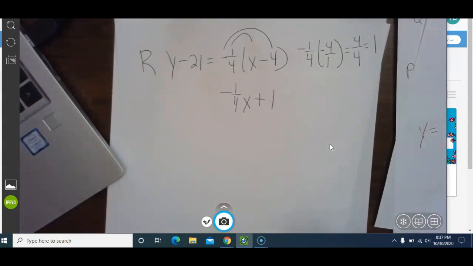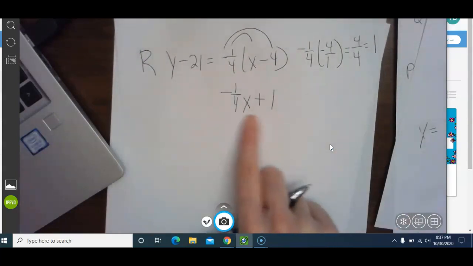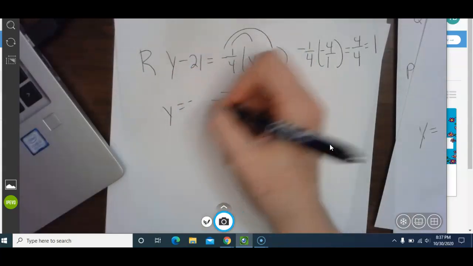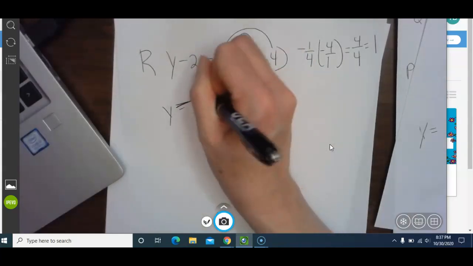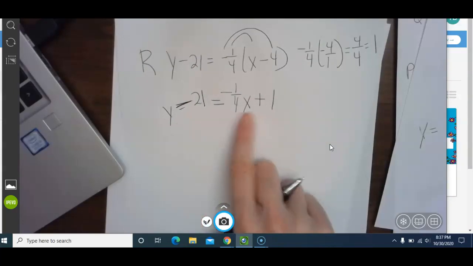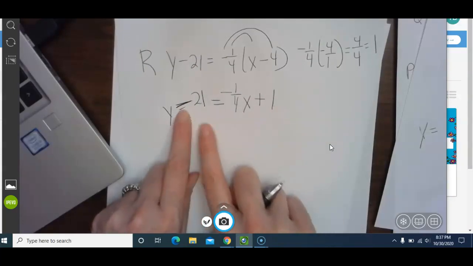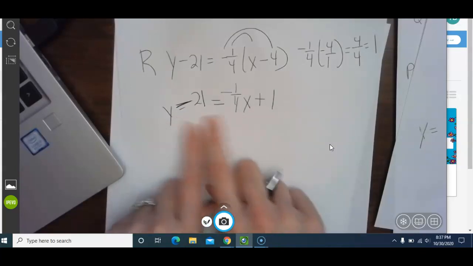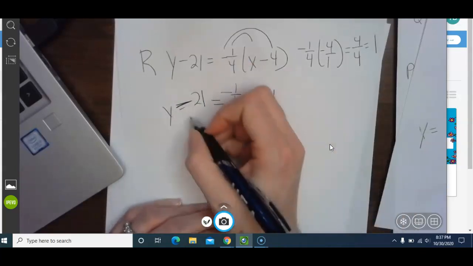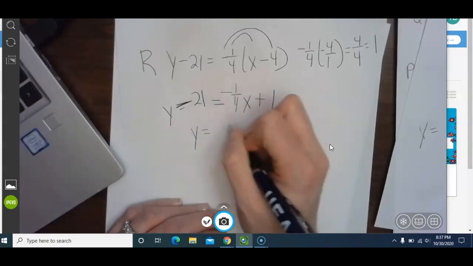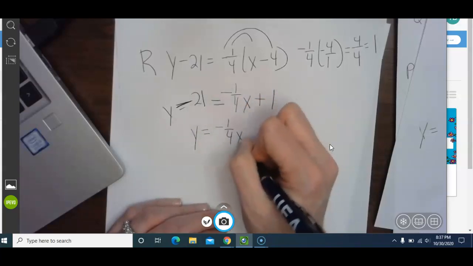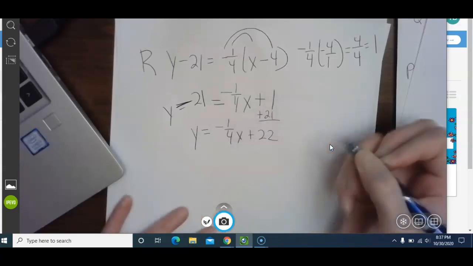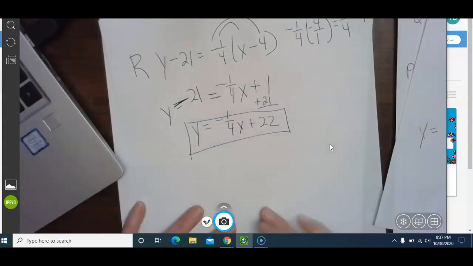Okay? Did that make sense? I hope that made sense. Okay, so that's what you get on this side. On this side, you keep your y is equal to, your y minus 21. Okay? So now you have to bring this minus 21 over here. Well, when you cross the line, it becomes a positive. So you're going to end up with y is equal to negative 1/4 x plus 22. So this is your y-intercept form.